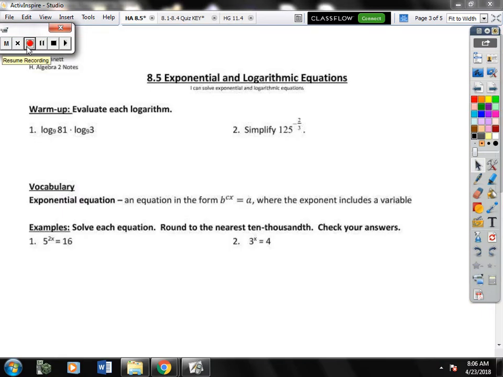All right, so today's focus is actually solving exponential equations and solving logarithmic equations. So the warm-up asks us to evaluate each logarithm.